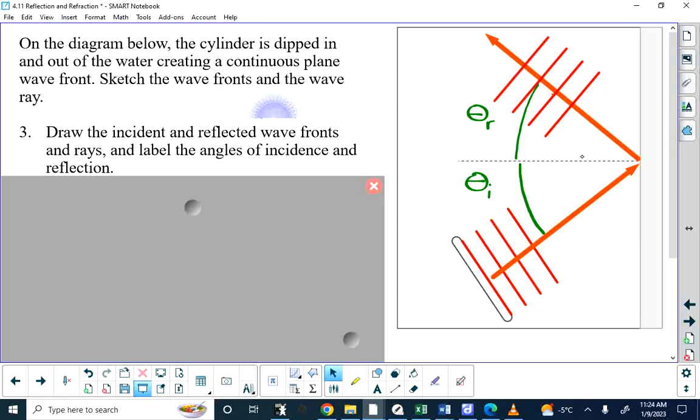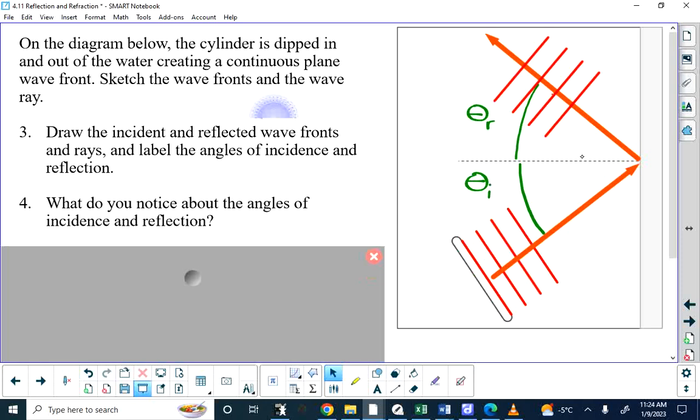So we've drawn the incident and reflected wave fronts and rays, and we've labeled the angle of incidence and the angle of reflection. Done. What do you notice about the angles of incidence and reflection? Well, this is the whole point. They're equal. Okay? When you play pool, the ball is going to bounce away from the cushion at the same angle as it has when it hits the cushion, as long as you don't put any untoward spin on the ball, which you might want to do if you were actually playing pool. If you put a left spin or a right spin, that's going to change things.